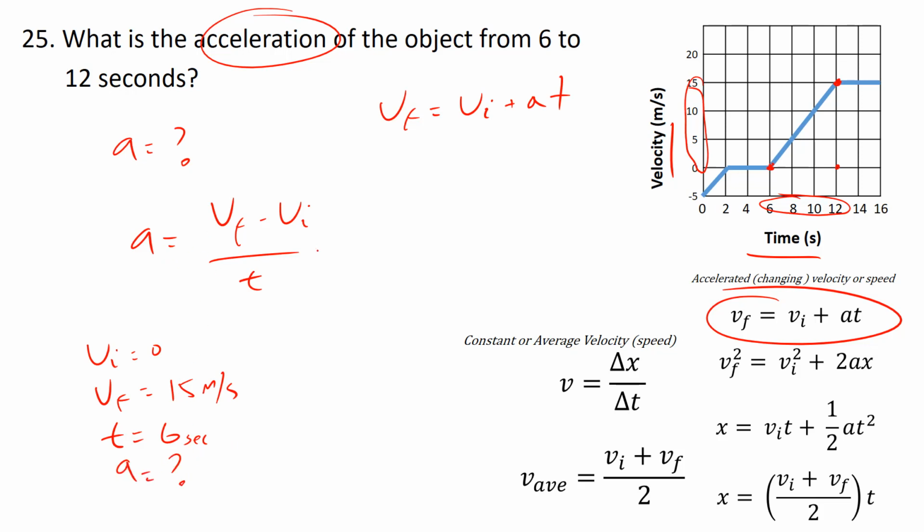And so this one you go directly to the point. But let's go ahead, just in case you didn't. 15 equals 0 plus a times 6. That cancels out. a equals 15 divided by 6. a equals 2.5 meters per second squared.